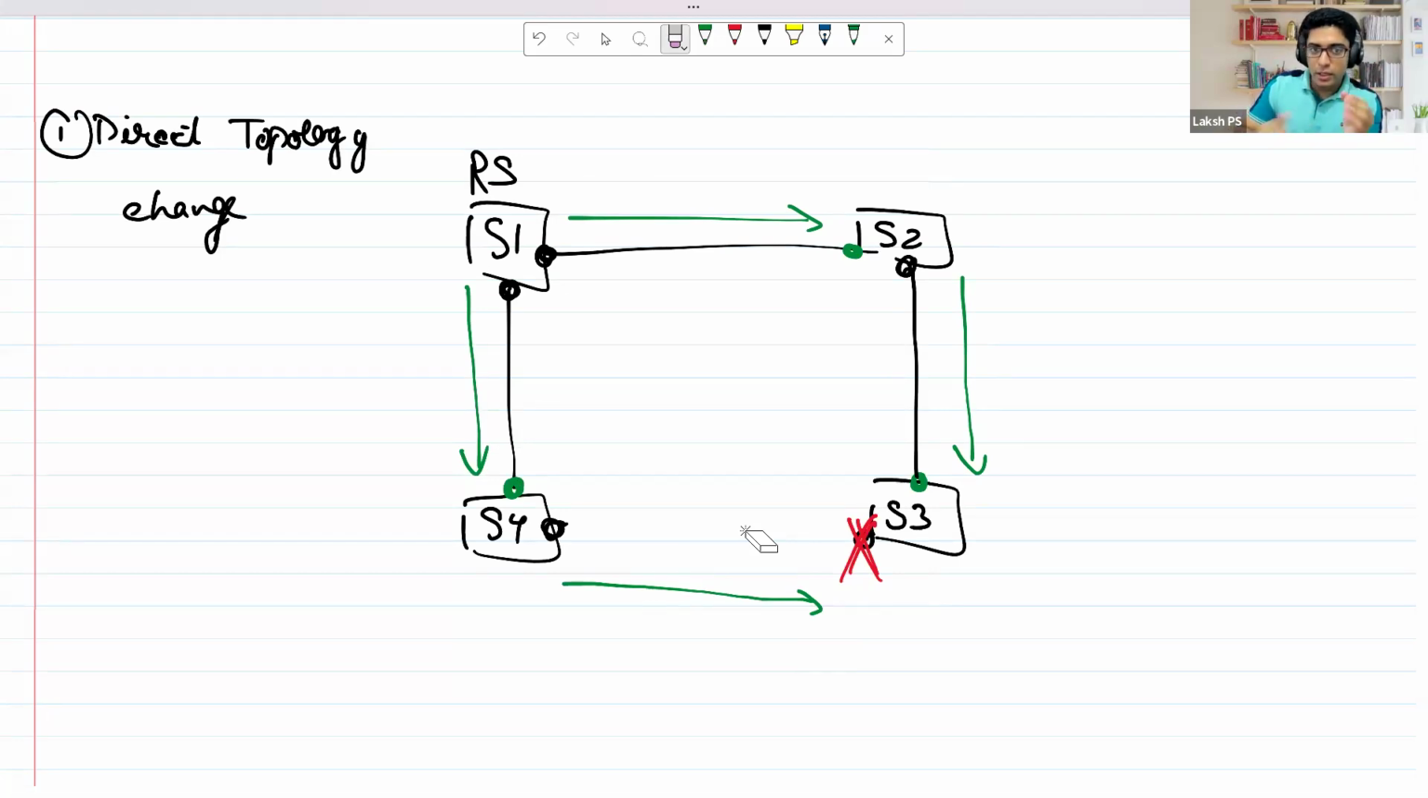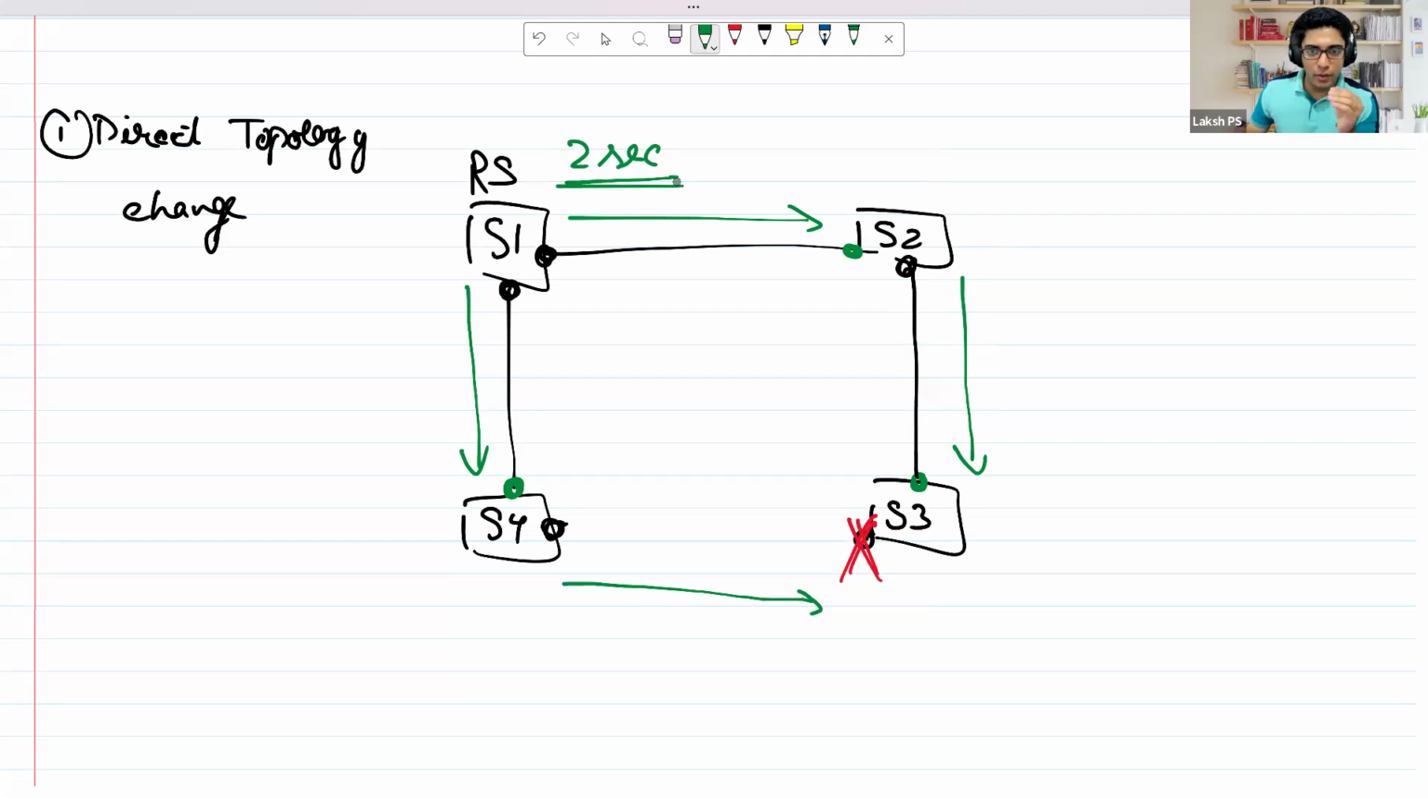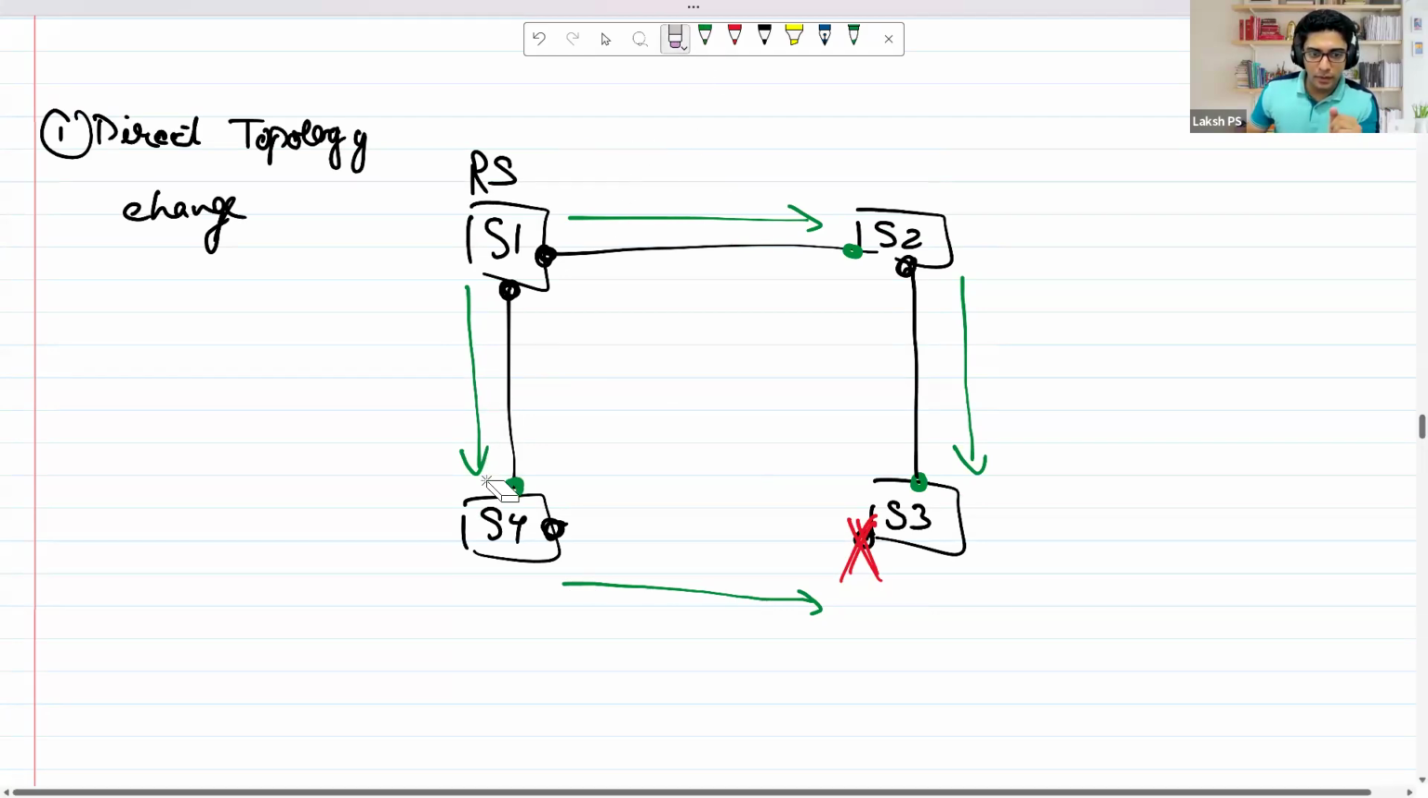The root switch will send BPDUs at every 2 seconds interval. It is sent to switch number 2. Switch number 2 will forward it to switch number 3. Switch number 1 will send it to switch 4. Switch 4 will forward it to switch 3. However, because of a blocked interface, switch 3 is not going to accept that BPDU. Okay, is everyone clear over here?